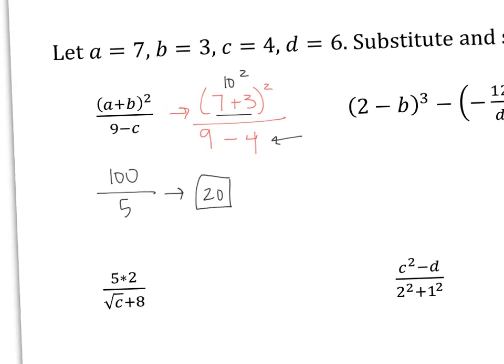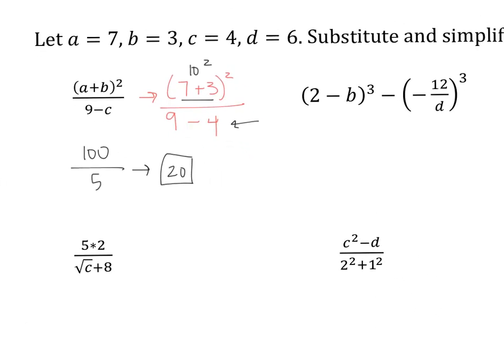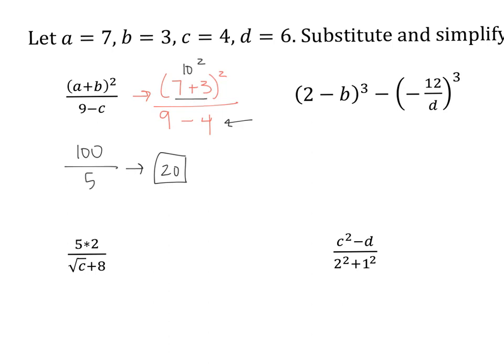Let's continue on over here at the second example. So if I substitute in my values for my variables, I have 2 minus 3, the quantity cubed, minus negative 12 divided by 6, all cubed. So 2 minus 3 is negative 1, cubed, negative 1 times negative 1 is 1, times another negative 1 is a negative 1. And then here I'm going to subtract.